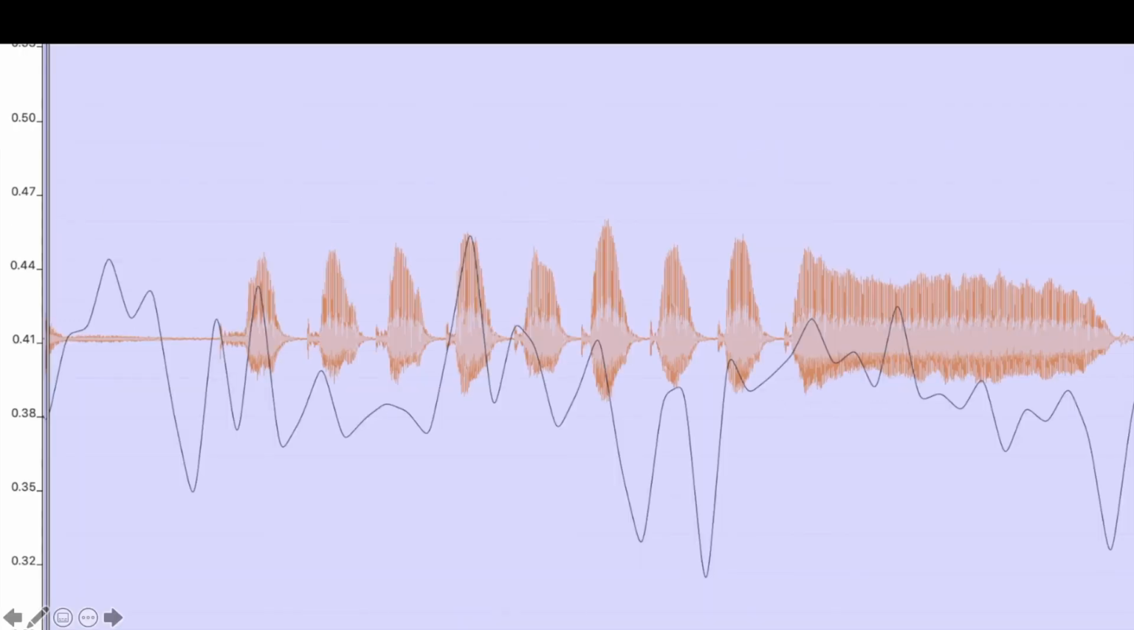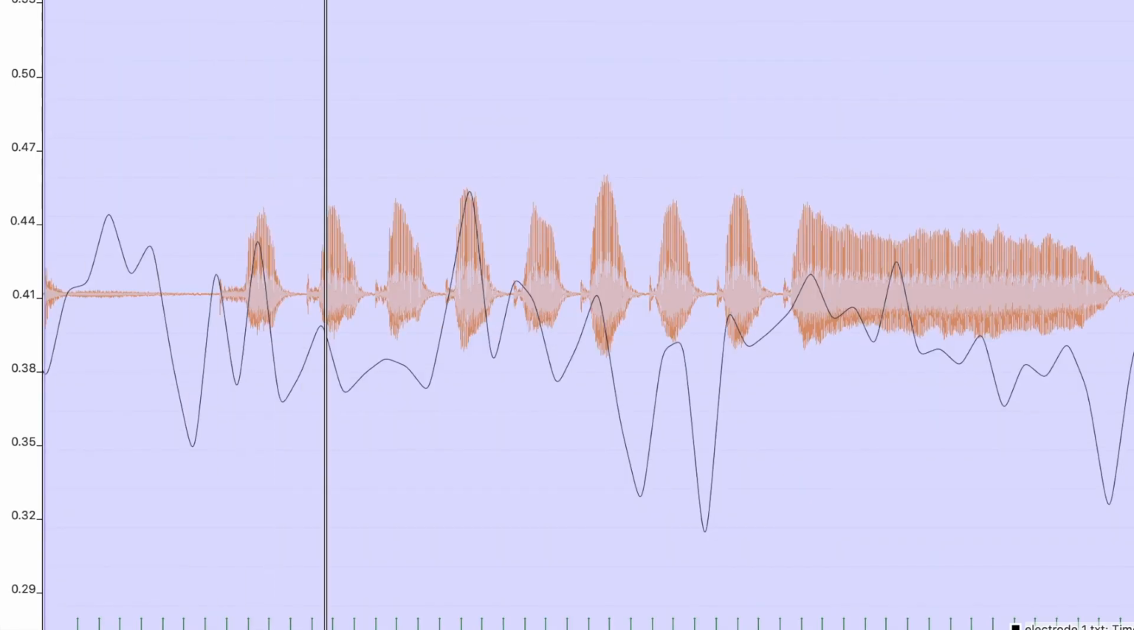In the second example, I sing a pattern of alternating consonants, ta-ka, ta-ka, ta-ka, ta.